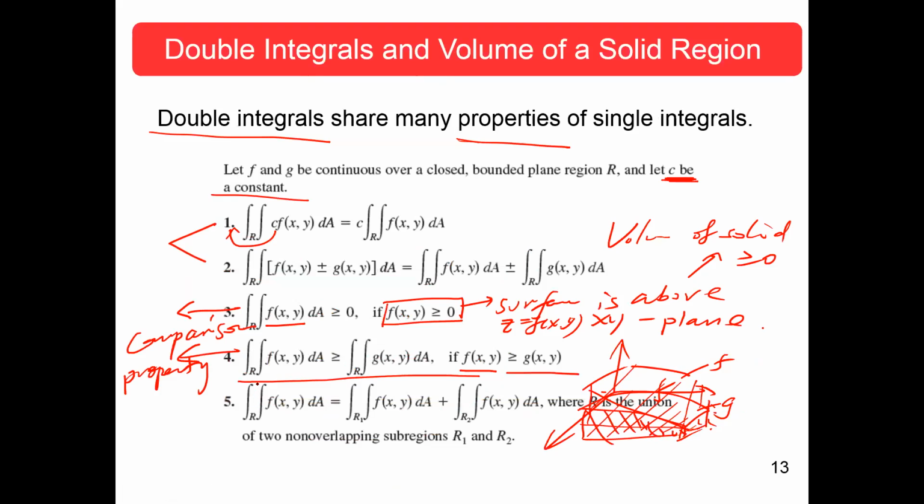Lastly, we have the double integral of f over region R equals the double integral of f over region R1 plus the double integral of f over region R2, where R is the union of two non-overlapping subregions R1 and R2. Did we have a similar property like this in single integrals? By the way, this is called the additive property.